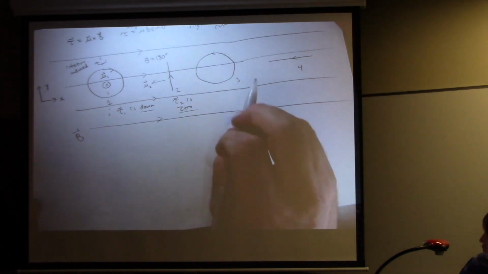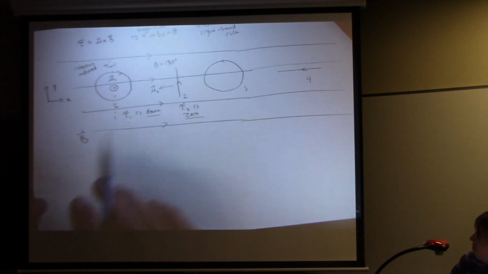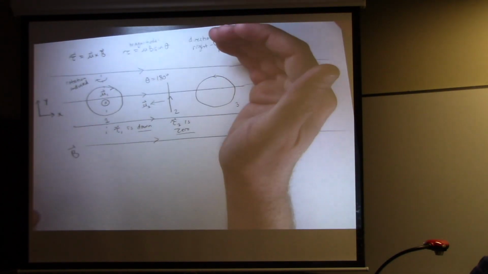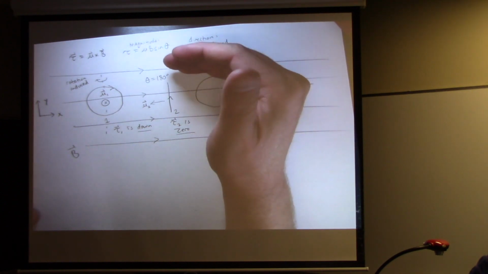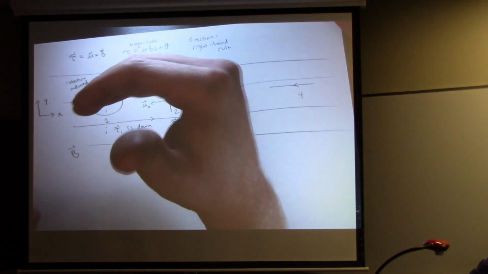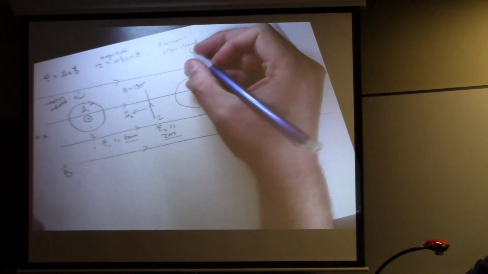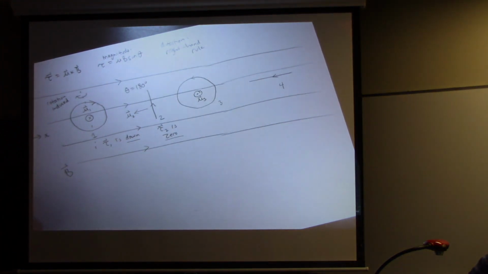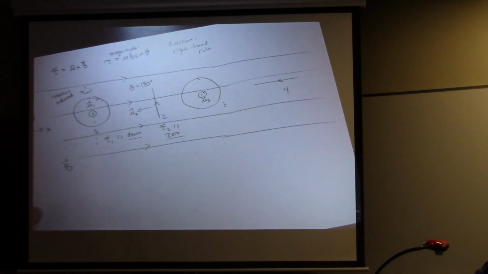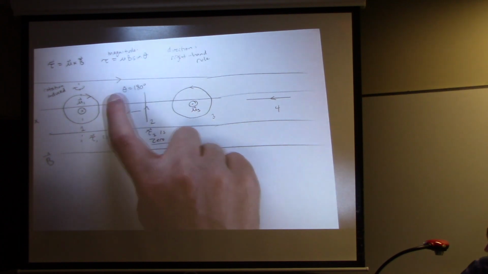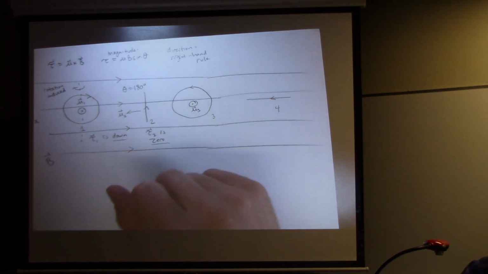Okay, let's move on to loop number 3. It's pretty similar to loop number 1, except now the current is going the other way. So if I want to get a handle on the mu vector, what I'm going to do is curl the fingers of my right hand in the direction of the current. My thumb is now going out of the page. So my mu, my magnetic moment for loop number 3 is going out of the page. So once again, I have to take that crossed with my B field, which is going to the right.